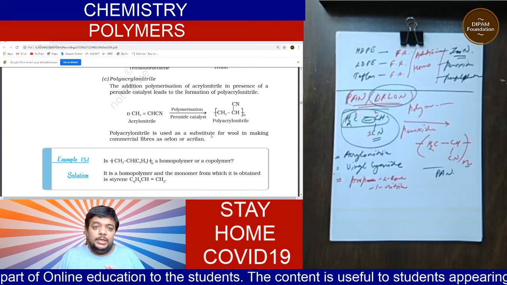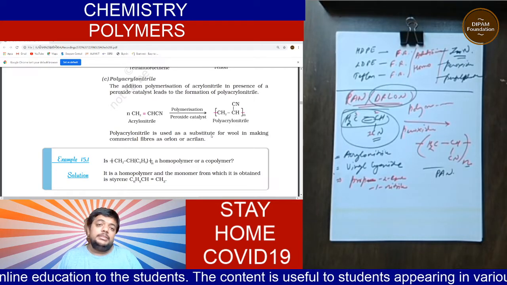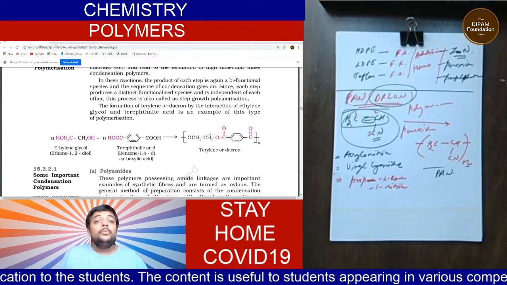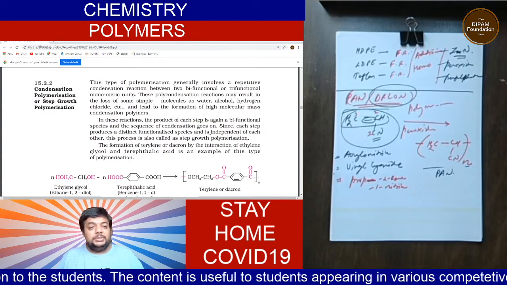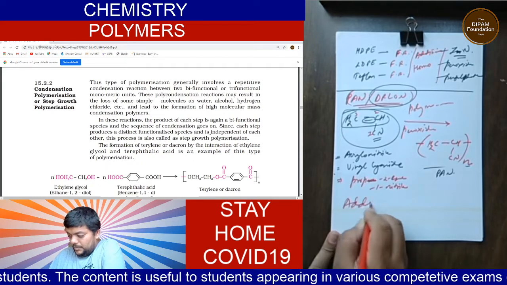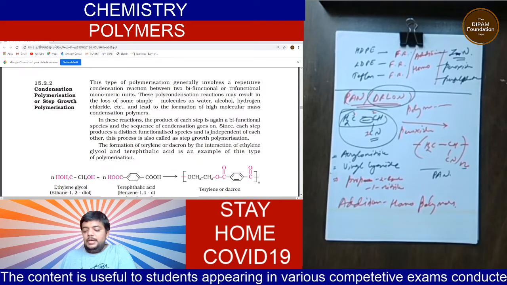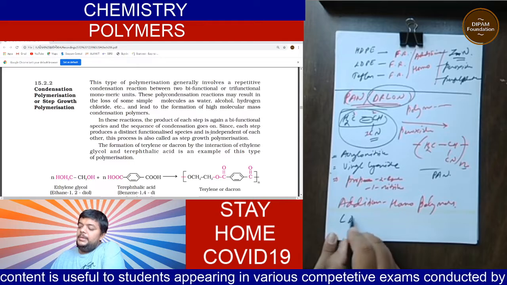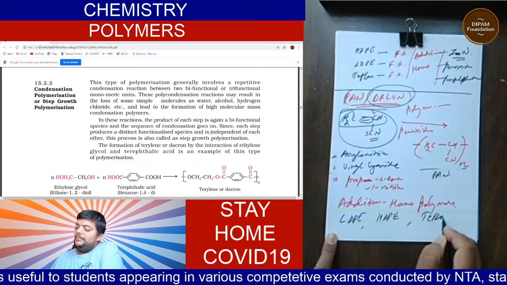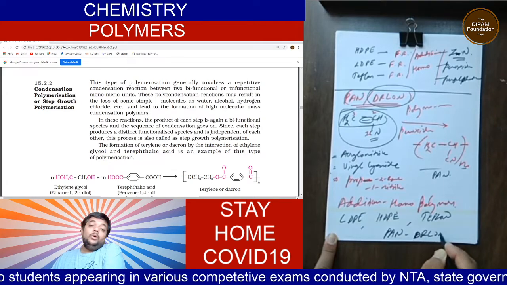So friends, this is how we did LDPE. We did HDPE. We did Teflon, and a similar kind of task was performed for polyacrylonitrile. Now we are moving towards one more important section. We were conducting addition homopolymers as of now, that included LDPE, HDPE, Teflon, and at last polyacrylonitrile, popularly called Orlon.